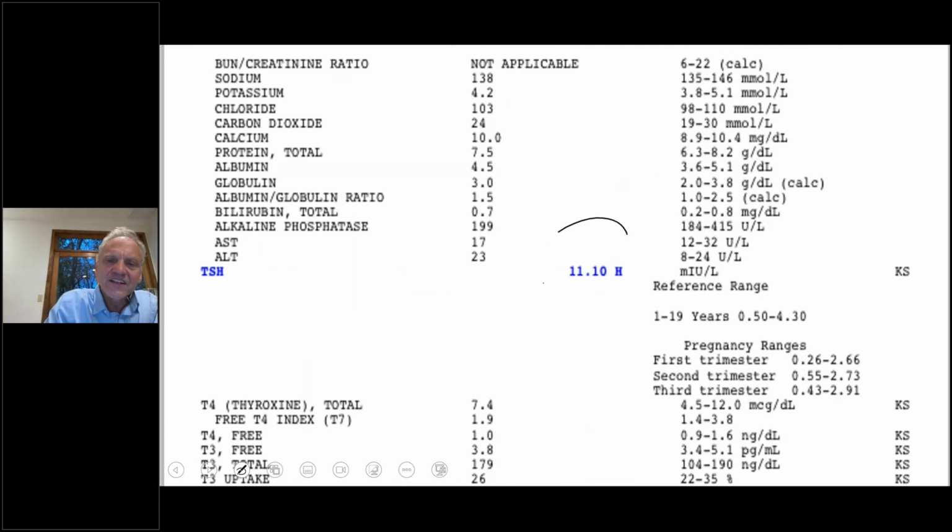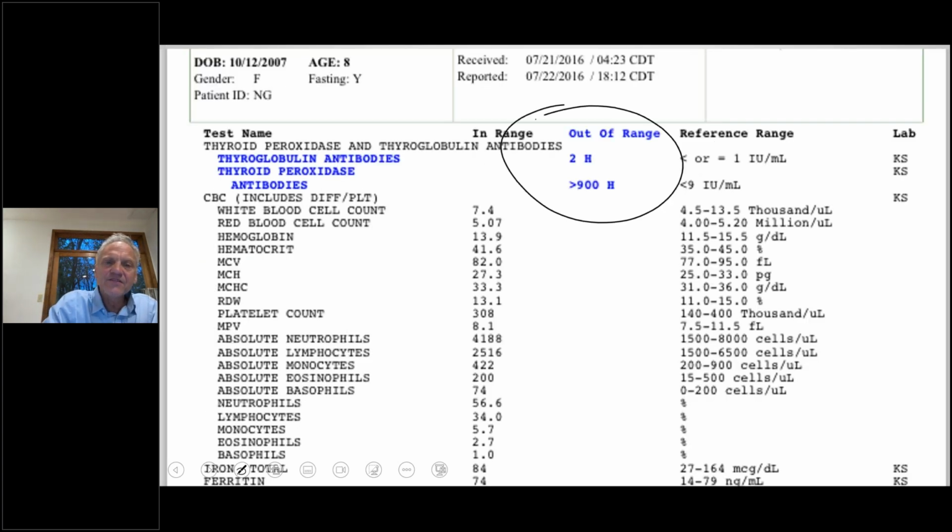So our TSH was 11.1. So that's pretty bad. Like, it's an 8-year-old. And there's a part I didn't tell you. The mom has Hashimoto's. So I had some suspicions there, but 8 years old. And then we did antibodies, and her thyroid antibodies should be lower than 9. They were above 900.